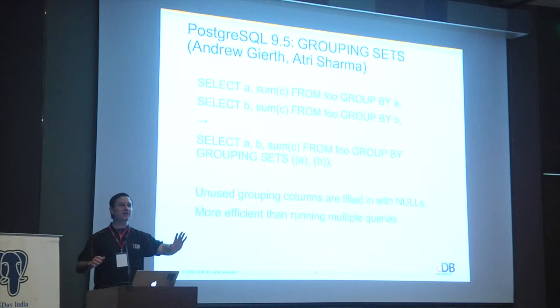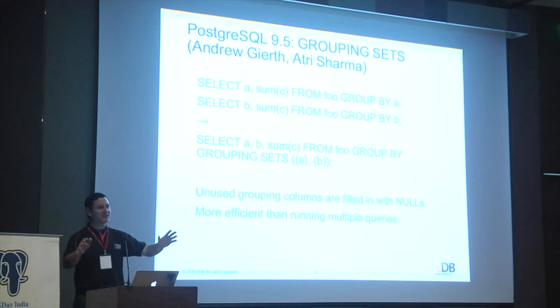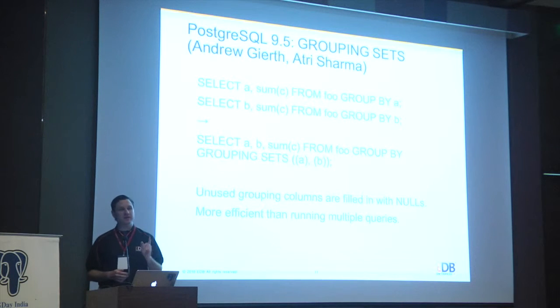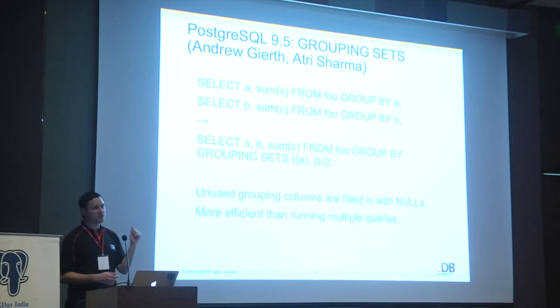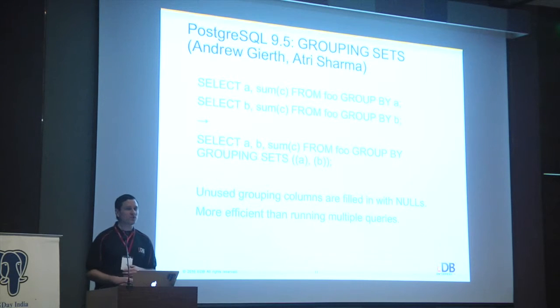Now I know what you're thinking. You're thinking, but wait, I could have written union all, and I could have gotten the same behavior that you're now telling me we can do with PostgreSQL 9.5. And that's true. You could, but this is faster. We can, in most cases, compute both result sets with a single pass over the data. Whereas if you write this as a union all query, you will make two passes over the data. And two is more than one.